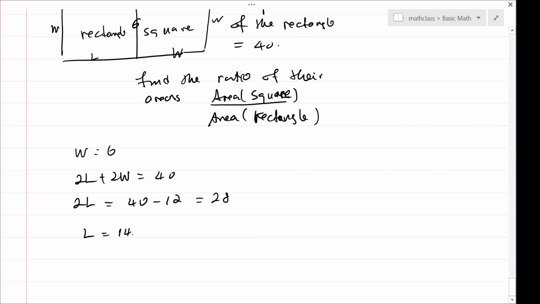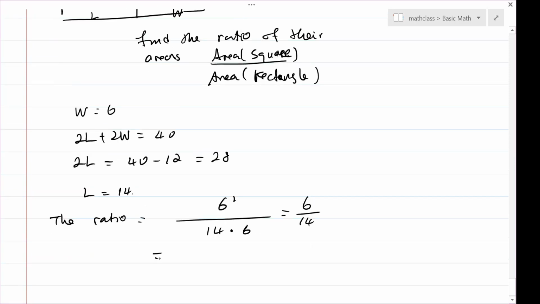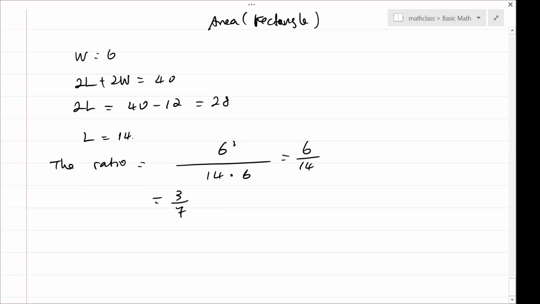So once you know that, then the ratio is going to be the area of the square, 6 square. Then the area of the rectangle is going to be 14 times 6. So it's 6 over 14, right? So it's 3 over 7. It's 3 over 7. Right? This is pretty straightforward. It's not a secret.